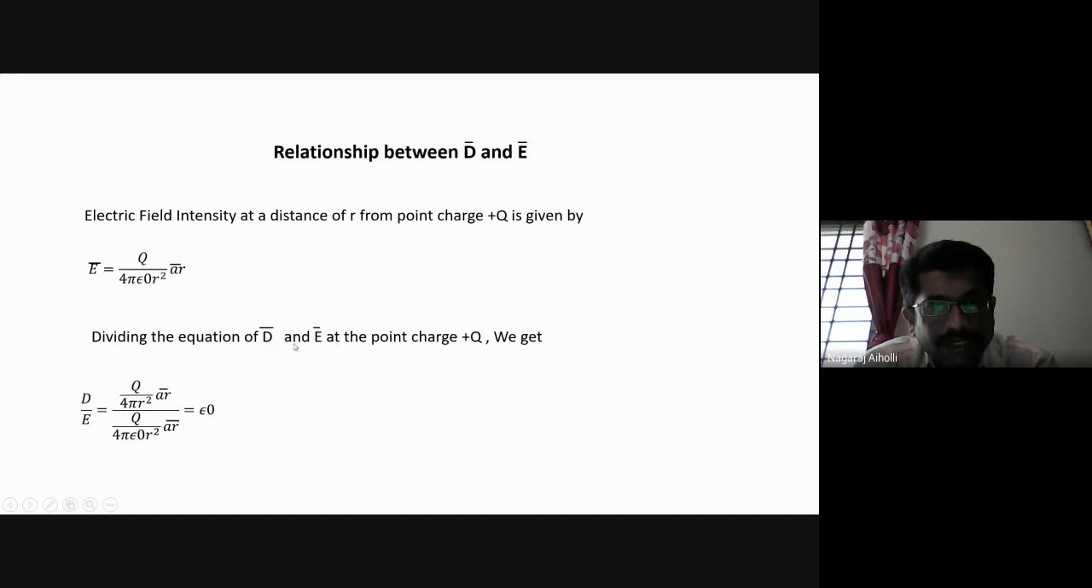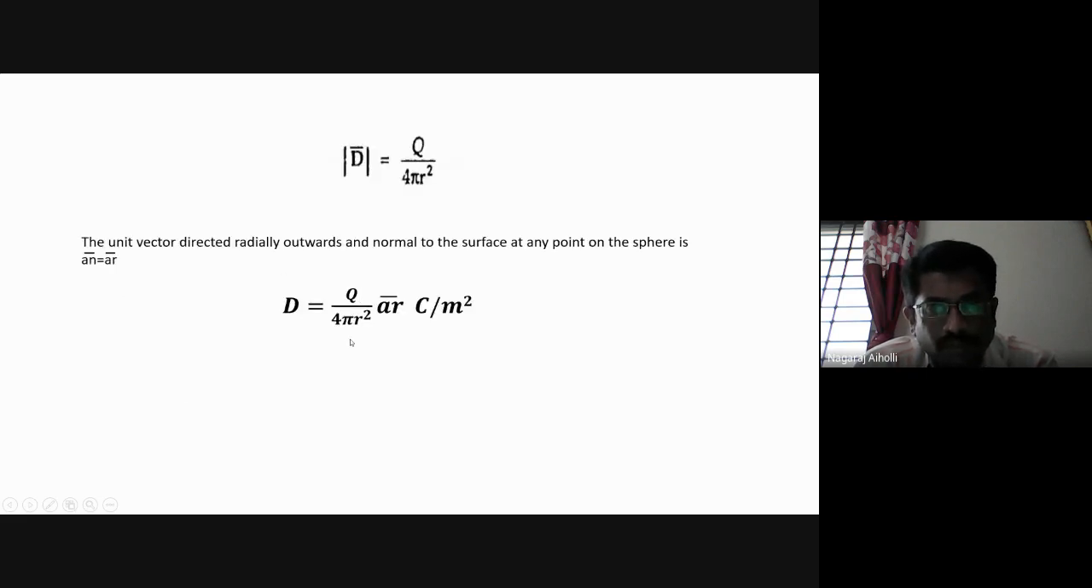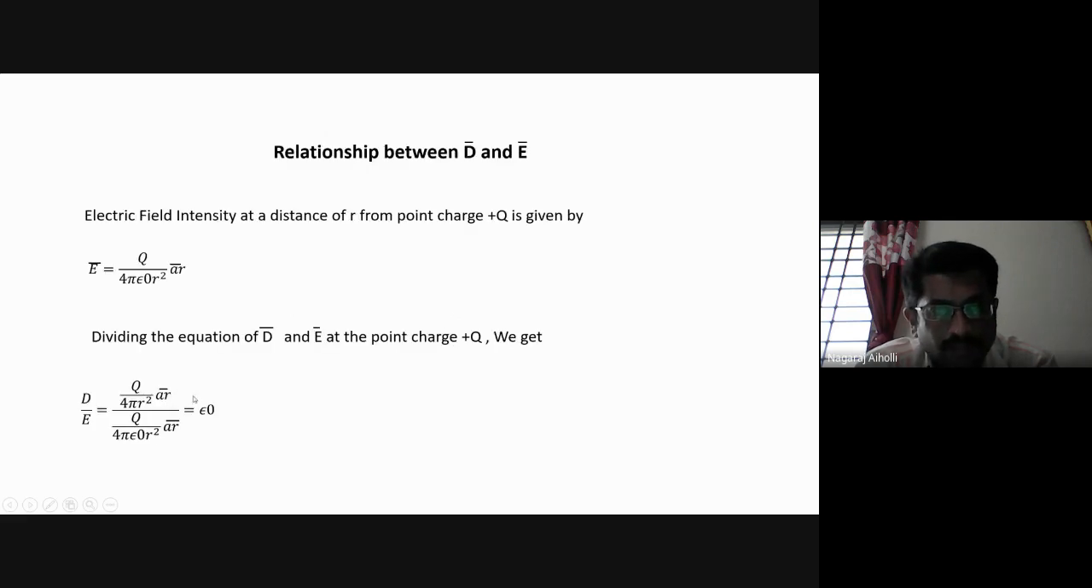Dividing the equation of D bar and E bar at the point charge plus Q, what will we get? The equation of D is Q by 4 pi R square AR bar Coulomb per meter square. Then write the formula for the electric field intensity, that is Q by 4 pi epsilon naught R square AR bar volt per meter. Electric field intensity unit is volt per meter. Then what will cancel here, students? Q by 4 pi R square and Q by 4 pi R square will cancel. AR bar and AR bar will cancel. Therefore, what will we get?